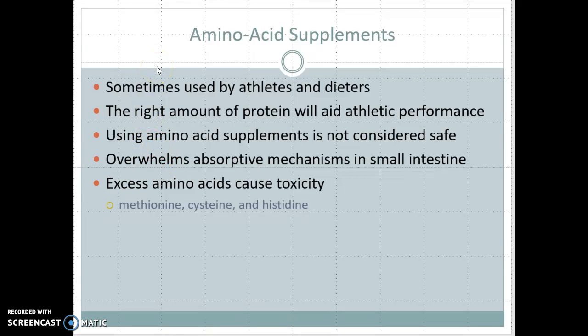So amino acid supplements, are they safe or not? That's for you to decide. You might think it's helping, but it is harder on your kidneys, especially if they have any kidney issues. It's definitely a difficult thing for them, but you should probably drink extra fluid if you're going to take protein supplements.